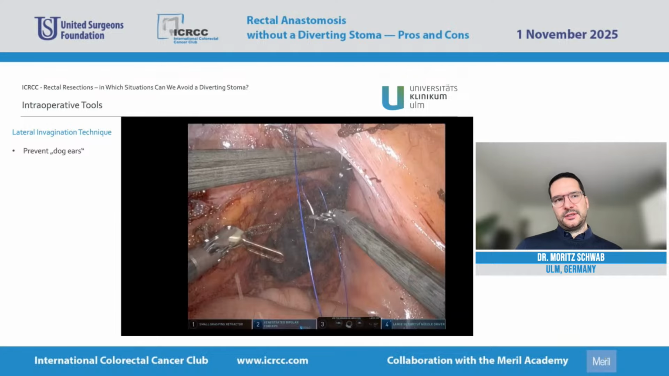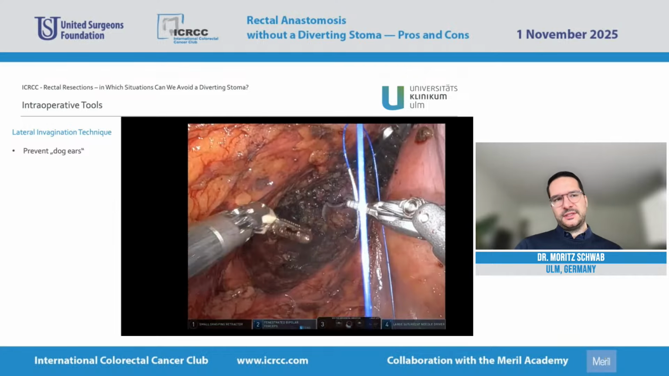Another intraoperative tool is to prevent the dog ears phenomenon. We do a lateral invagination technique, and with the stitches, we try to put the lateral ends together, so that later on, the anastomosis doesn't have the so-called dog ears.